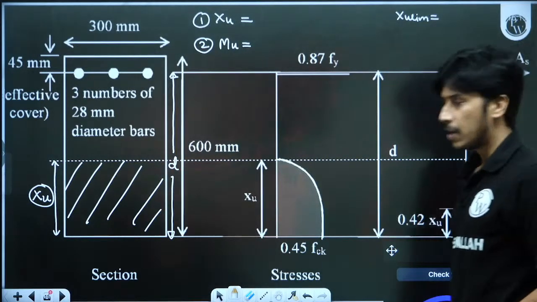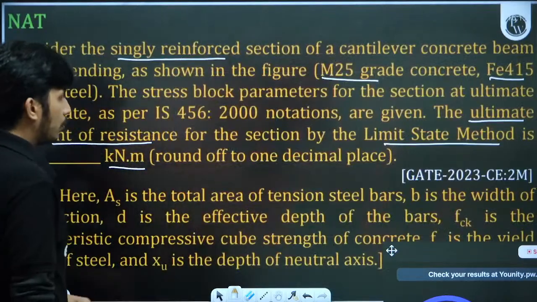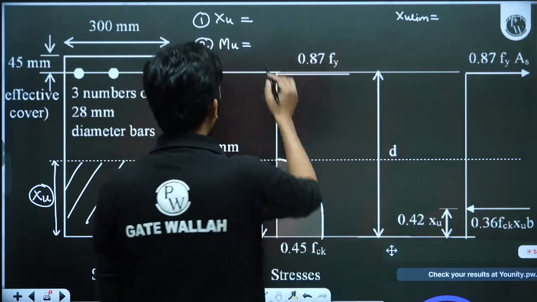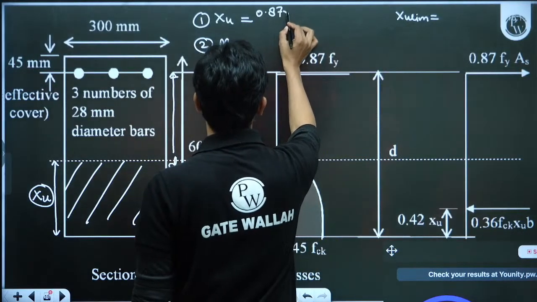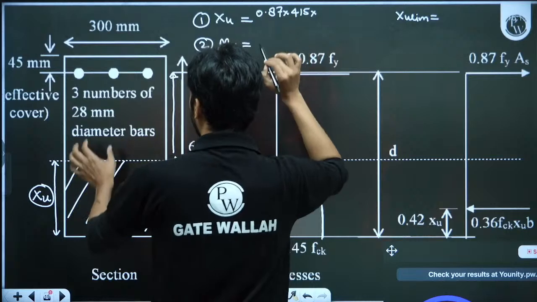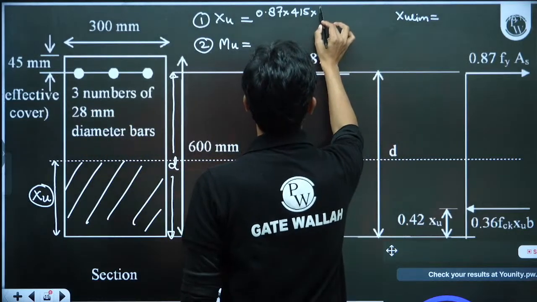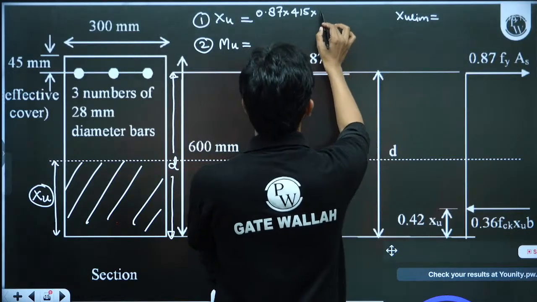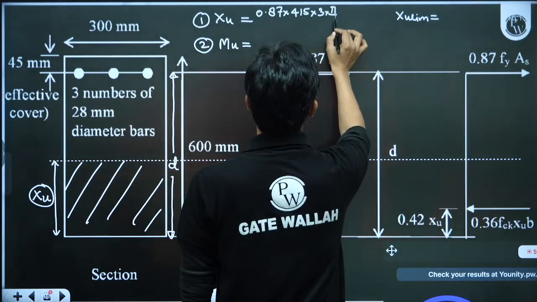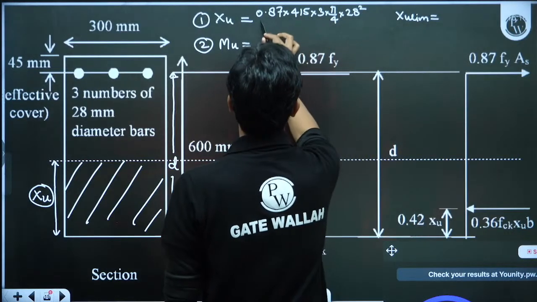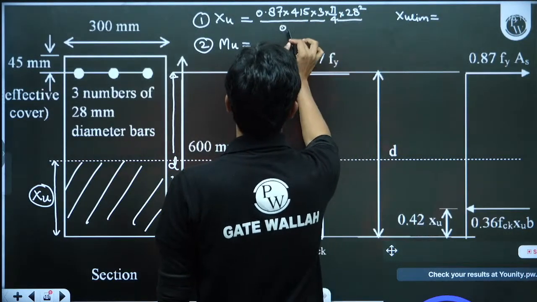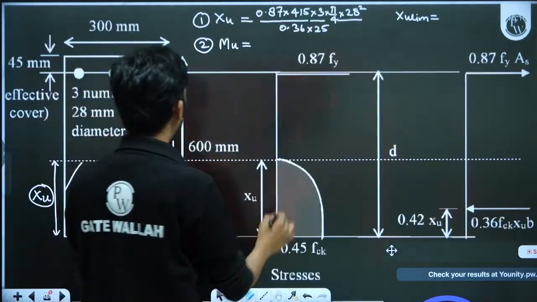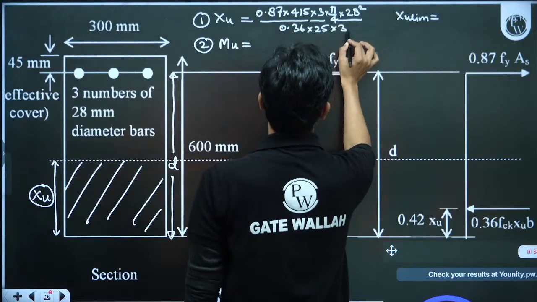Okay guys, let's calculate this. So first of all, let us see how to calculate XU. You know this thing: 0.87 into Fy, which is 415, into AST. Area of steel for 3 number of 28 mm bars will be 3 into pi by 4 into 28 square. Divide by 0.36 into FCK. FCK is I think 25 here. Yes, into B. Width of the beam is given as 300. From here we will get the value of XU.